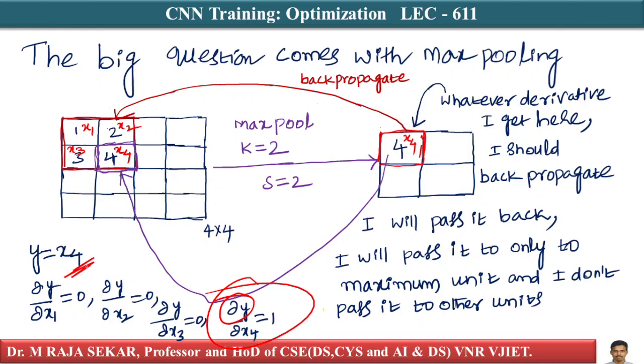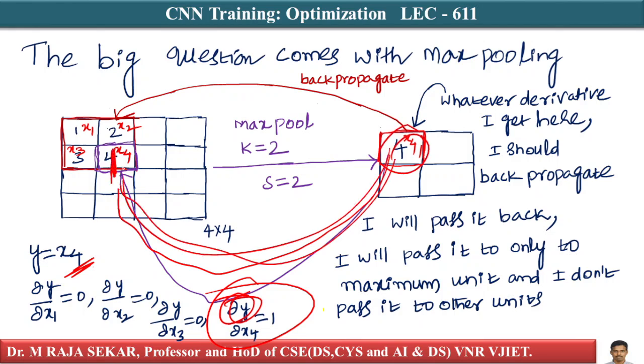y equals x4. You are deriving y, which means x4, with respect to x4. That will be 1. This derivative I have to copy here. Which one do I have to back propagate here? I have to back propagate dou y by dou x4, isn't it? For the max value, you give the derivative 1.